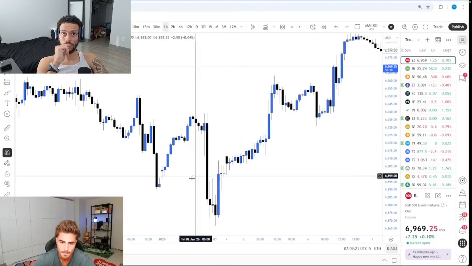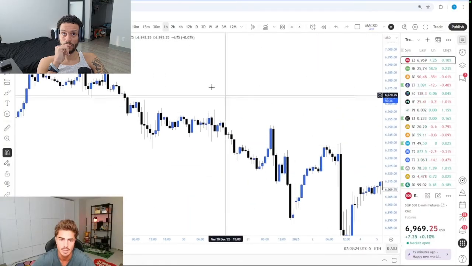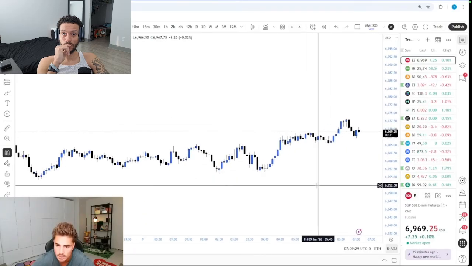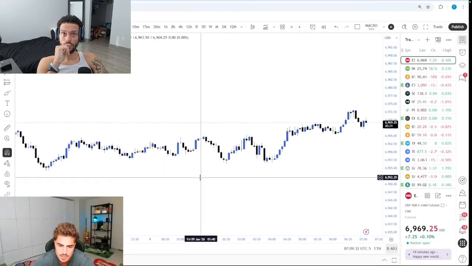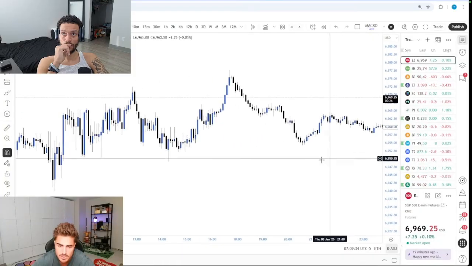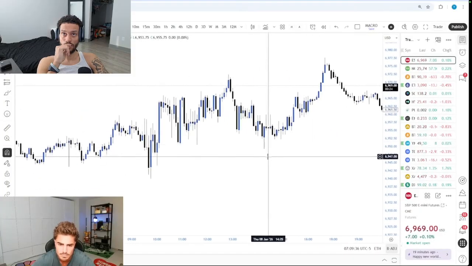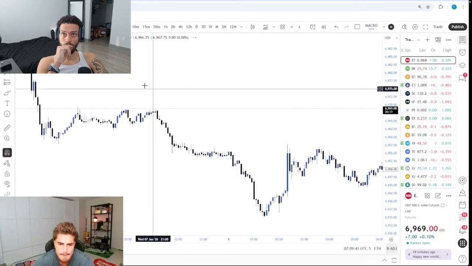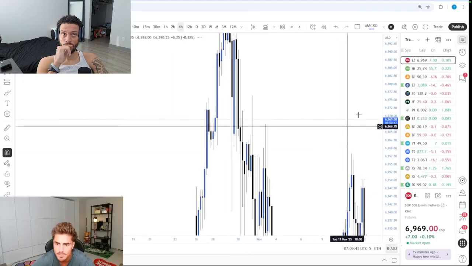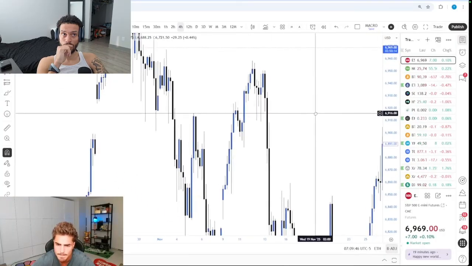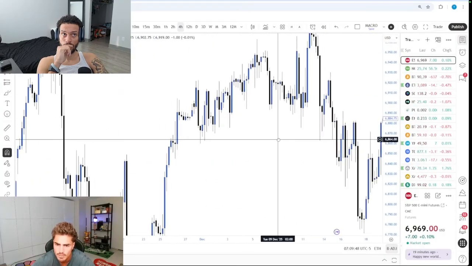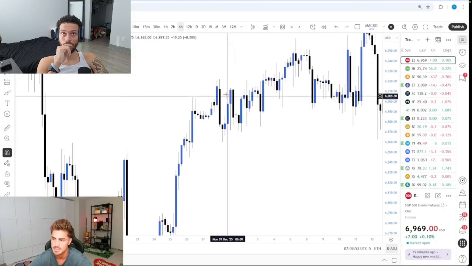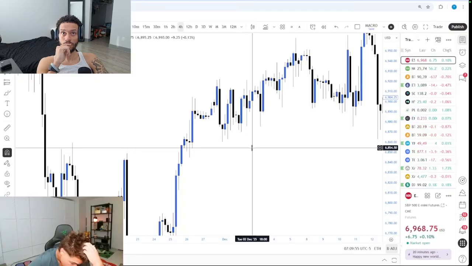So let's get in here and let's find an example for us. Let's see, where's a good one? I want to find a good one. Maybe we can go on the 4 hour, map cleaner. This is a good example right here. Let's look at this 4 hour price action, okay?